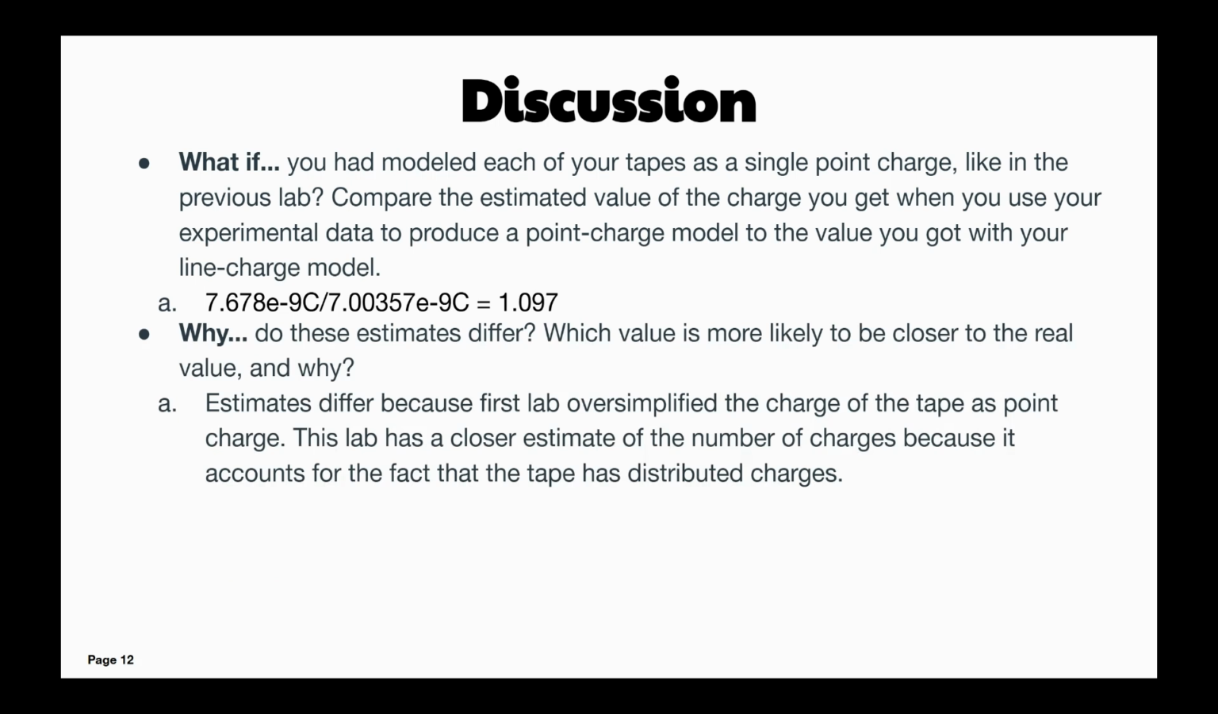So dividing the amount of charge we got from lab 2 by the amount of charge in lab 1, we get the number 1.097. So lab 2 has this many more charges than lab 1, so this should be more accurate. These estimates do differ because the first lab was oversimplified. It was only a single charge, but this lab closely estimates the number of charges because it accounts for the fact that the tape has multiple distributed charges.